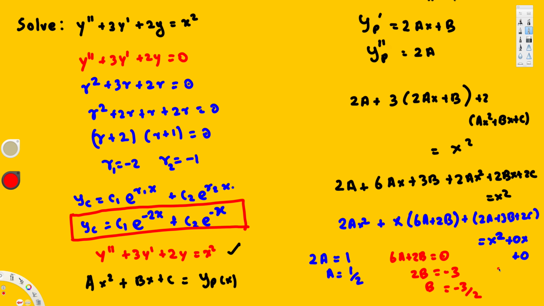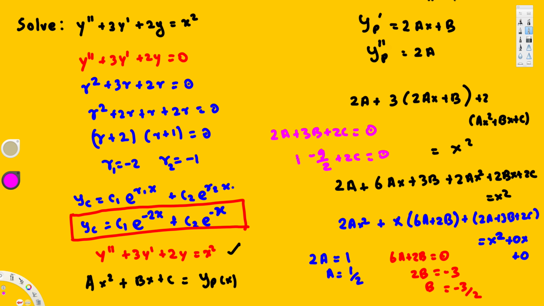Now we have to find the c value, the constant. If we equate the constant, that's also equal to 0. So I am going to write that right here: 2a plus 3b plus 2c is equal to 0. Now we have the a value, that is half, so 2 times half is going to be 1, and we found the b value, that is negative 3 by 2. If you multiply 3 by that, that's going to give us negative 9 by 2. So 1 minus 9 by 2 plus 2c is equal to 0.